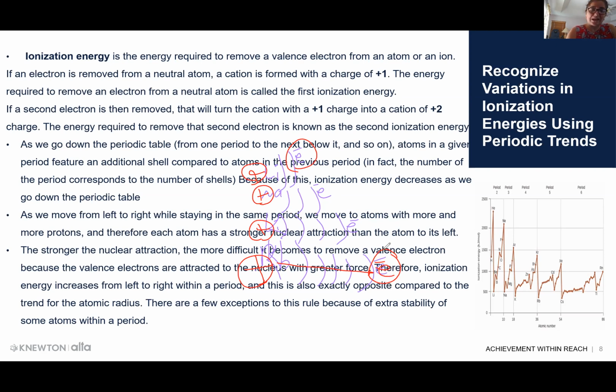So what does it say? As you go down in the periodic table, ionization energy is decreasing. So ionization energy is going to be lowered. If you go down, what happens to the size? Do you remember? If you go down, the size is increasing. Ionization energy is decreasing because the size is increasing. So it's opposite to the size.